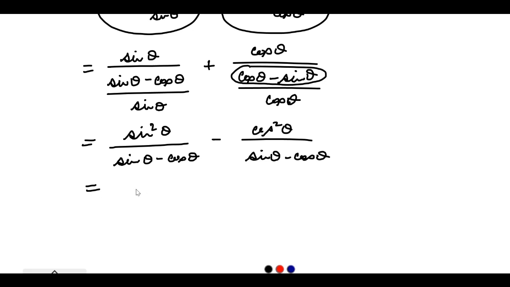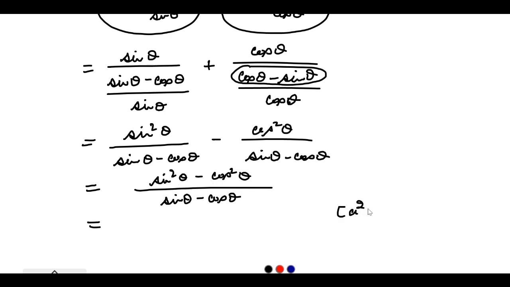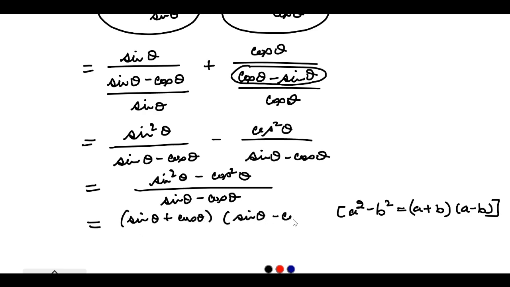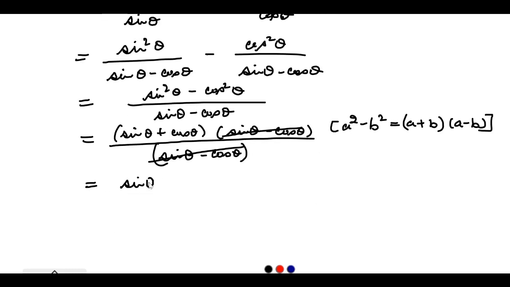Now this is equal to sin square theta minus cos square theta upon sin theta minus cos theta. Now we are applying the formula a square minus b square is equal to a plus b into a minus b. By this formula, this will become sin theta plus cos theta in the first bracket and sin theta minus cos theta in the second bracket. Now it is equal to sin theta plus cos theta, and that is the right hand side.